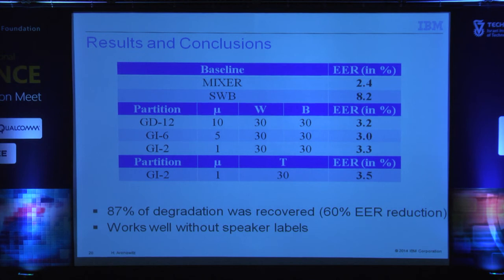Now, if we use the same partition but we do not use speaker labels, then we get an equal error rate of 3.5. So it's a minimal decrease in accuracy. To summarize this work, we managed to recover 87% of the degradation due to the data mismatch on this specific setup by using the IDVC approach, and this is actually a 60% decrease in equal error rate. And it seems that the method works well even if we don't have speaker labels on the data.